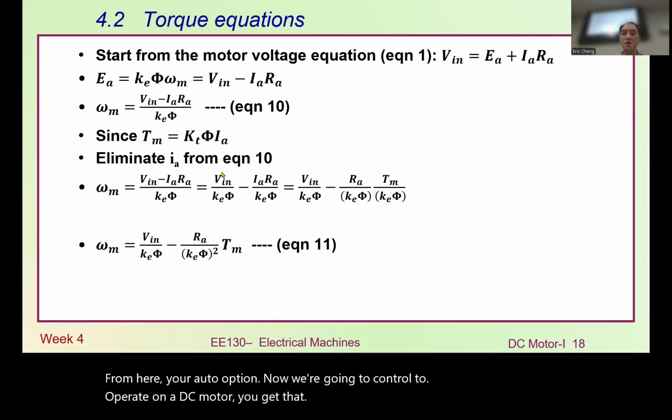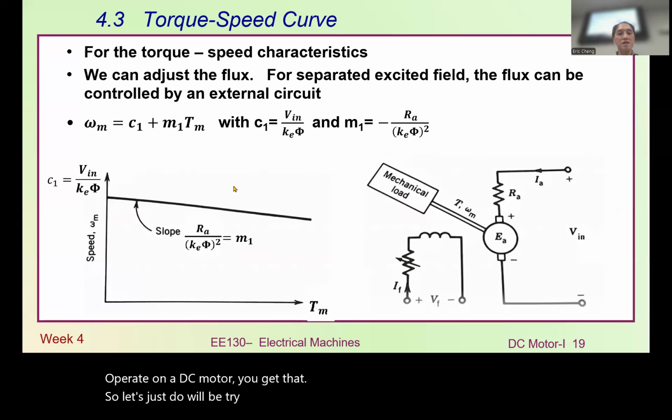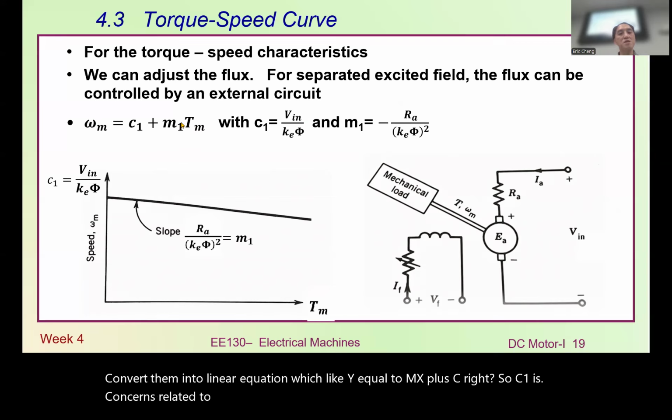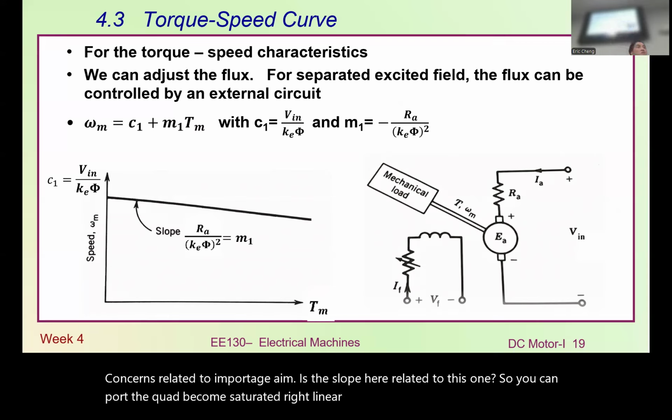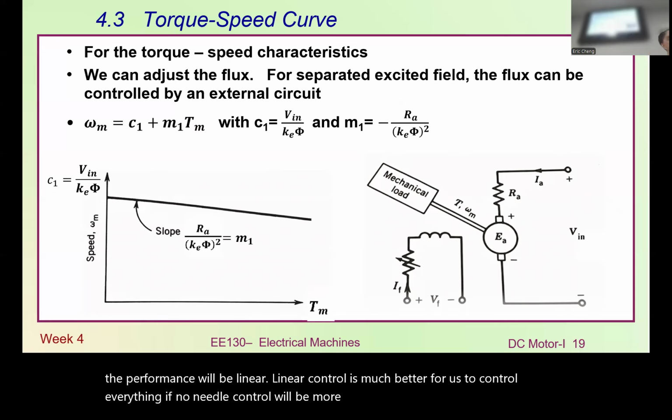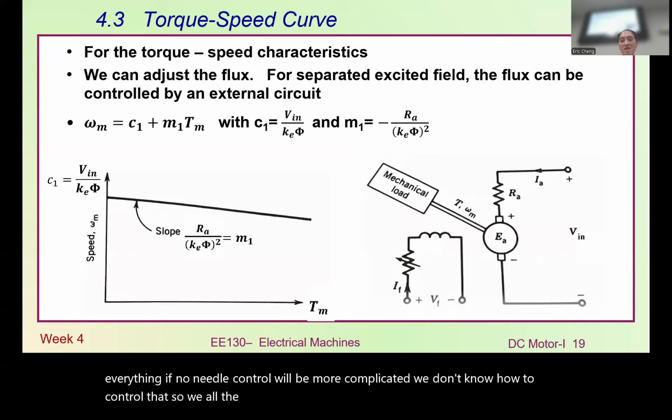So next we will look into the characteristic. From that equation, we can convert it into a linear equation, which is like y equals mx plus c, right? So c is this constant related to the input voltage, and m is the slope related to this one. So you can plot the graph in such a way, a linear graph. For all control systems, we like the performance to be linear. Linear control is much better for us to control everything. Non-linear control will be more complicated, and we don't know how to control that. So all the people like the DC motor because it's linear control.